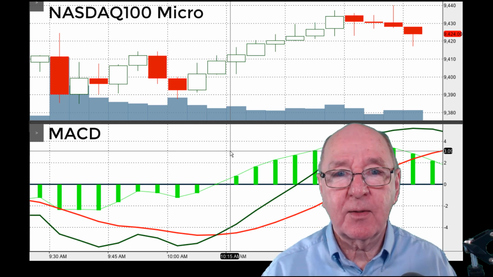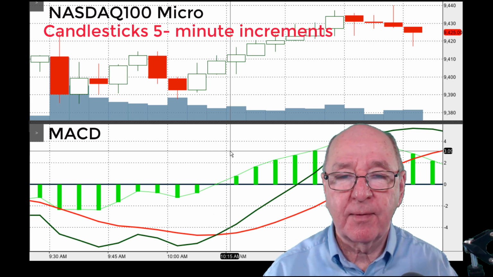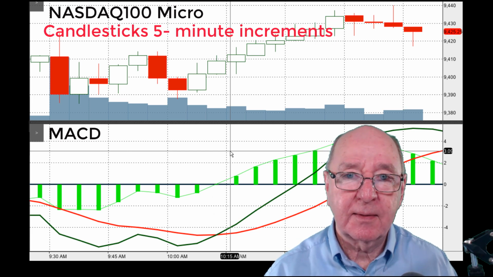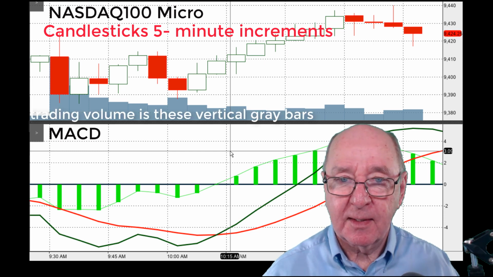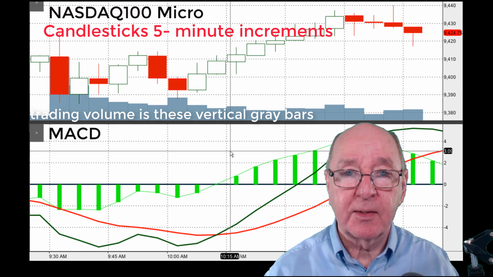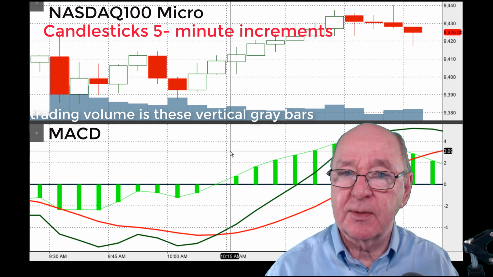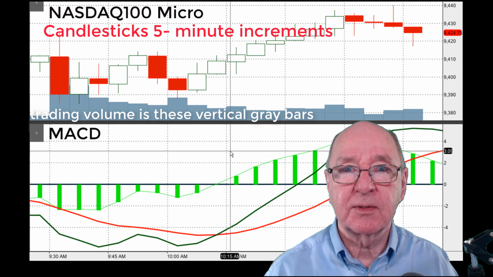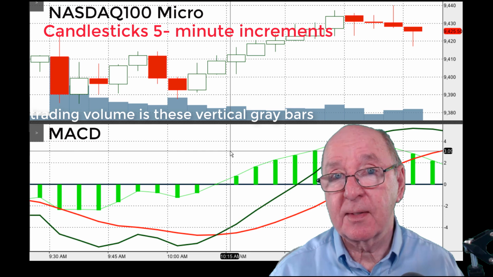I use the NASDAQ100, the MACD in the bottom pane, and the 5-minute increment candlestick charts in the upper frame. And while you're studying the setup here, it is the same one, and I use the same setup every time deliberately because it makes it a lot easier if you're new to all these things to see familiar things when you look at the screen, and you'll learn faster that way.